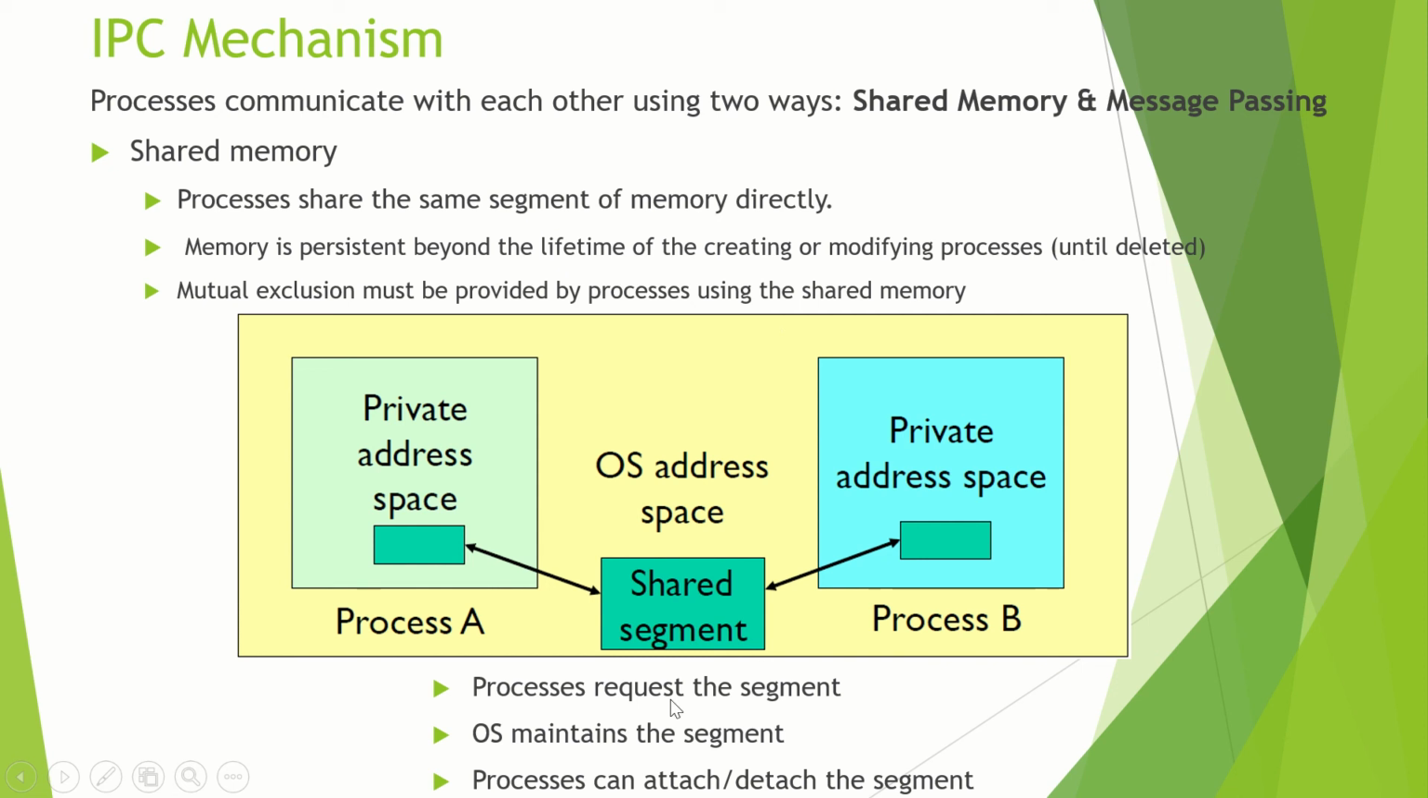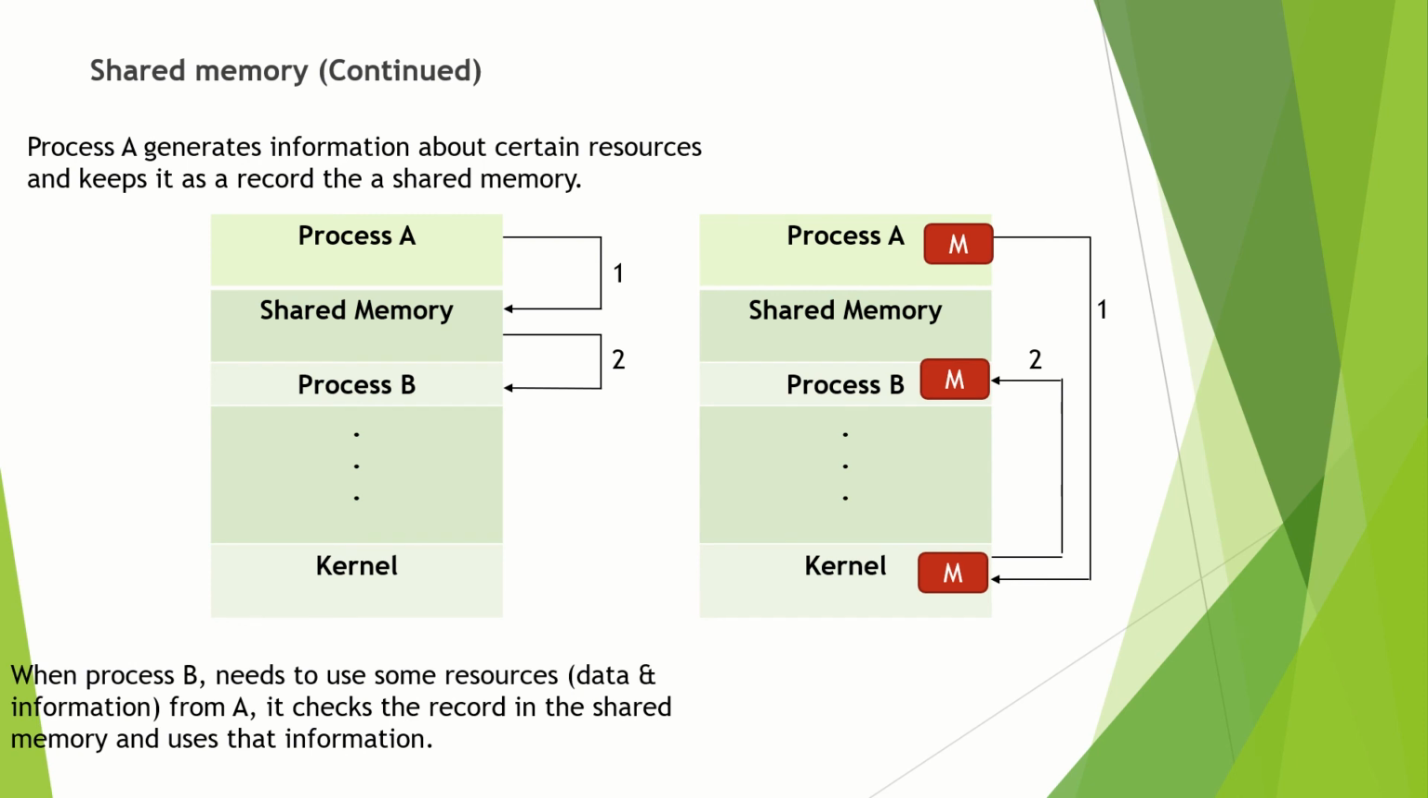So a process requests a segment, and the OS maintains the segment. This is the OS address space. The OS will maintain the shared segment, and a process can attach or detach the segment. It's up to the process. Continuing with shared memory: a process generates information about certain resources and keeps it as a record in the shared memory. When process B needs some resources, data, or information from A, it checks the record in the shared memory and uses that information. So this is shared memory.